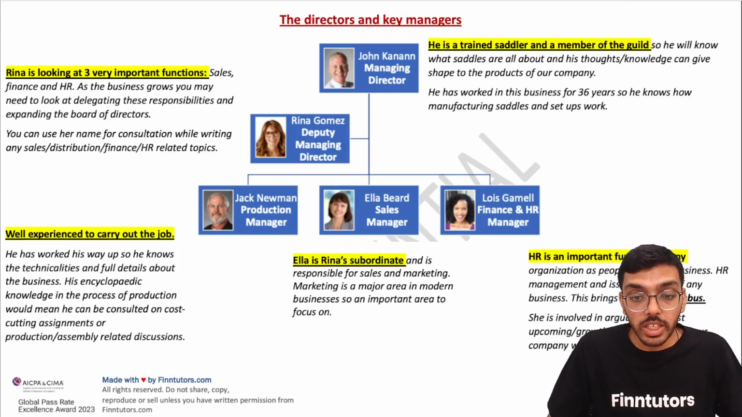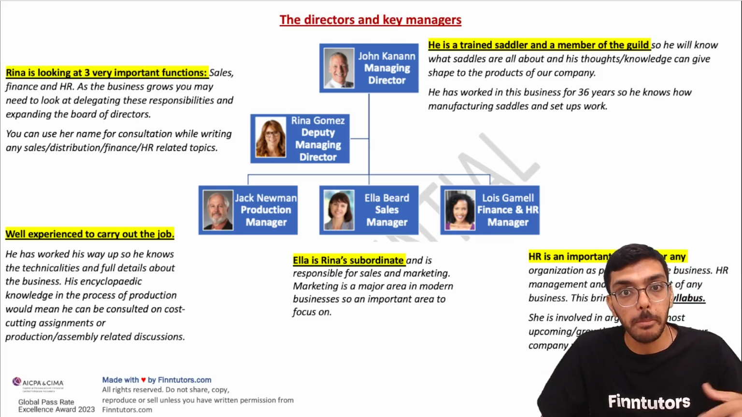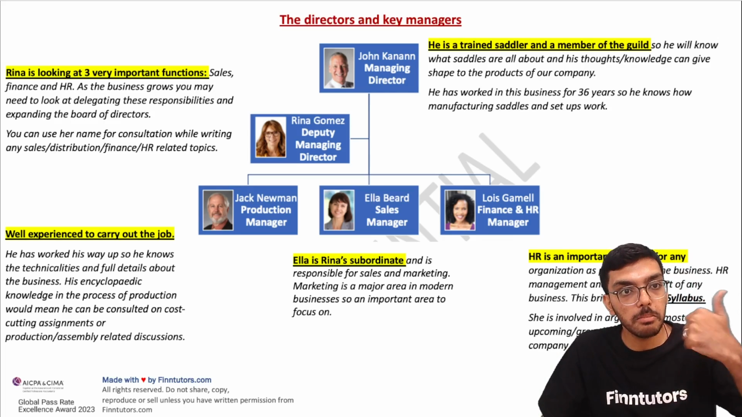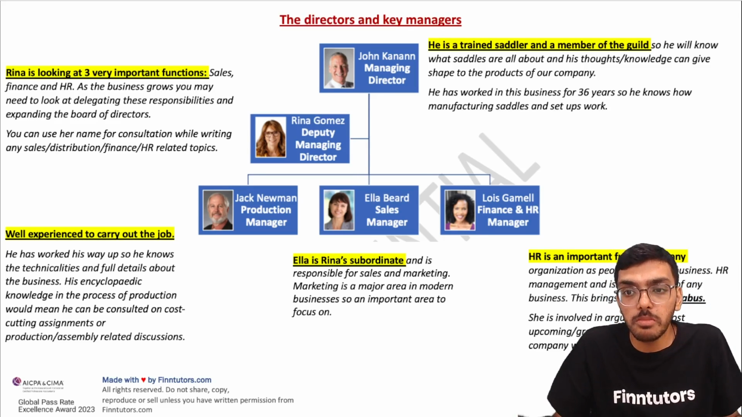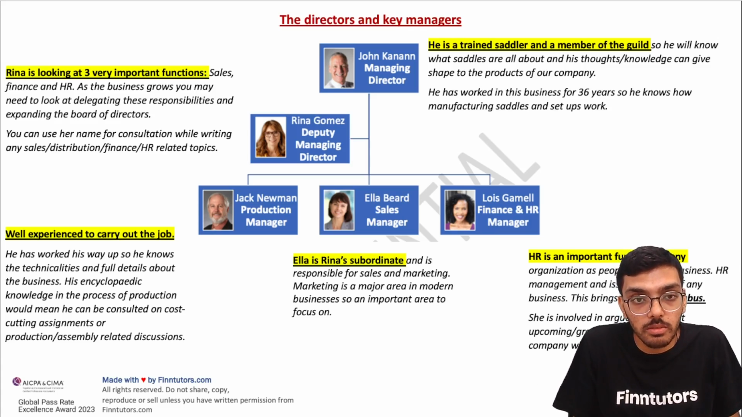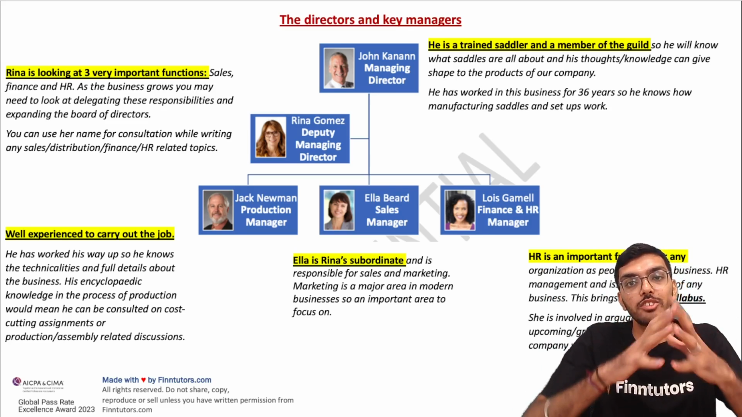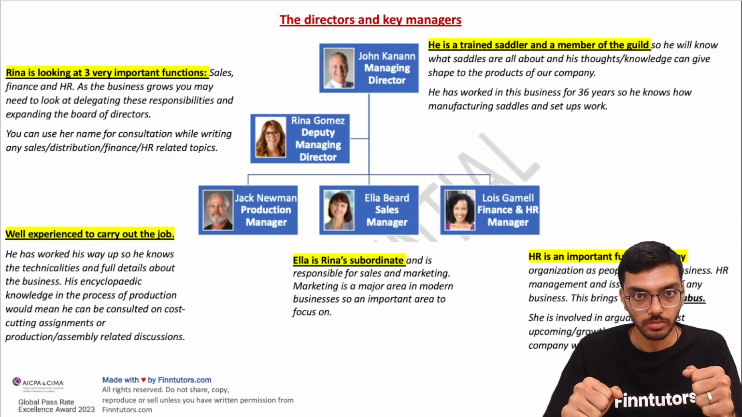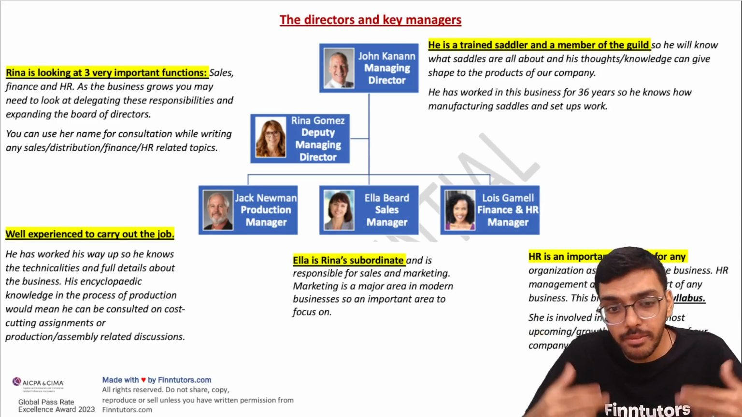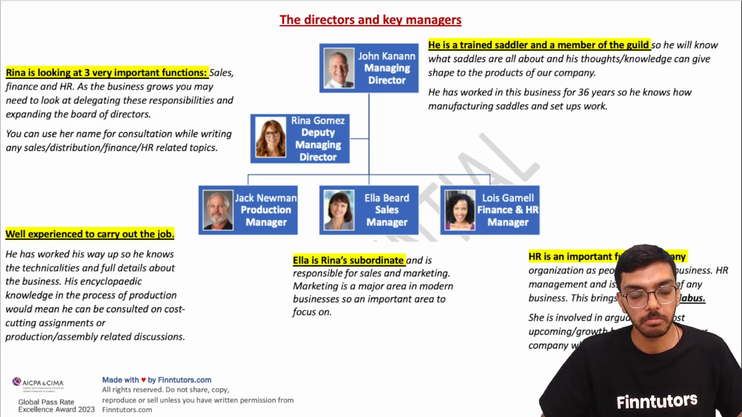Moving on to the directors and key managers of this business. They've already mentioned to us that John is the managing director of this company. He is the person who is making all the decisions because he owns 80% of the business. But I try to look deeper into the management tree given to us because it tells us more about the organization. I also want everybody to know what each person is doing in the company.